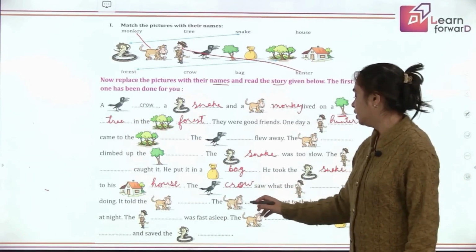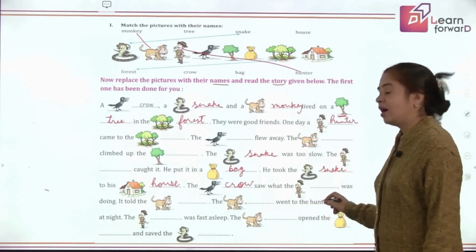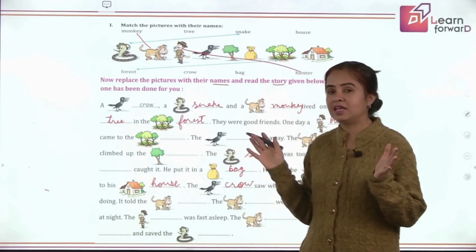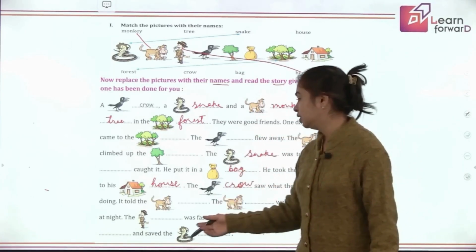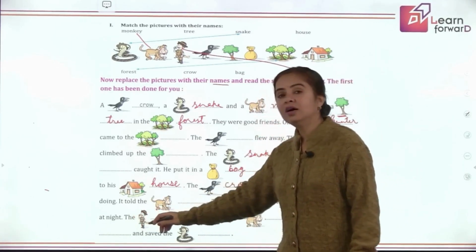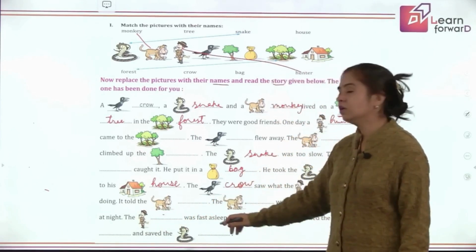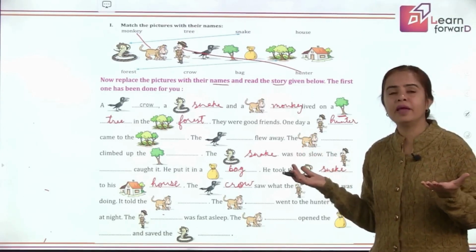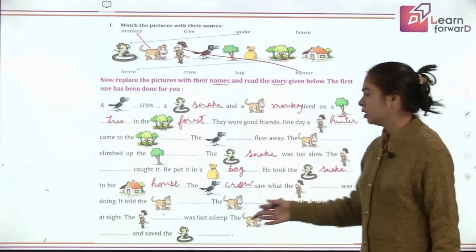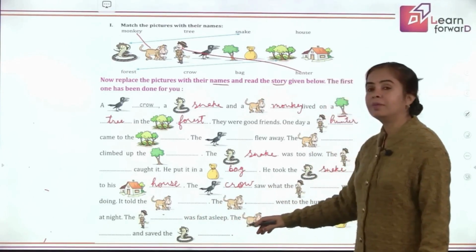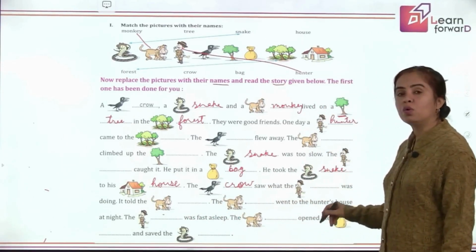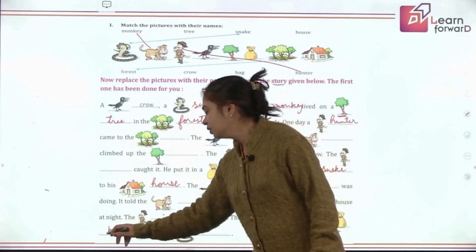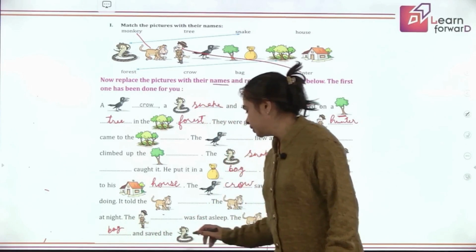What happened then? The monkey went to the hunter's house at night because everybody was asleep. So the monkey went there at the night. The hunter was fast asleep because it was night. He was not knowing anything about what's going to happen. So he was fast asleep. The monkey, what did he do? The monkey opened the bag. Yes, this is the bag. And saved the snake.